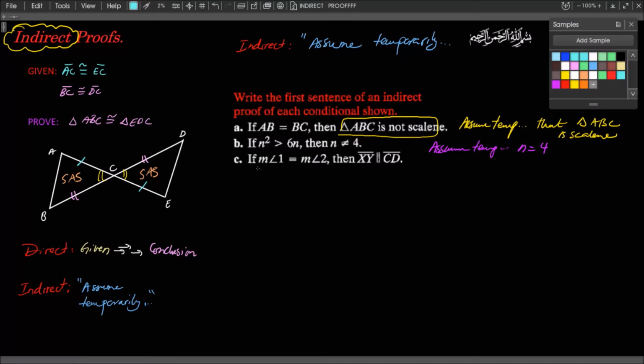Now the third one says, if the measure of angle 1 equals the measure of angle 2, then segment XY is parallel to segment CD. The first statement here would be, assume temporarily, in my terrible handwriting, that XY is not parallel to CD, like this. That's how you would start those proofs.